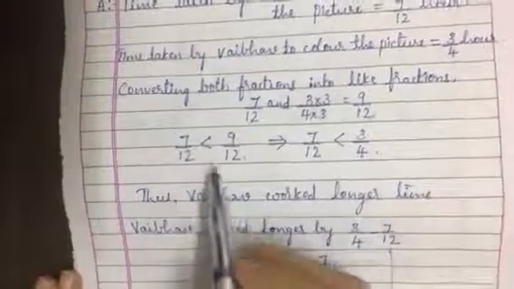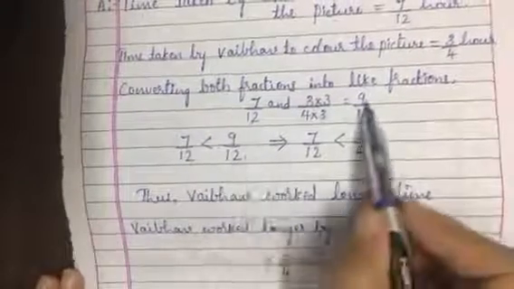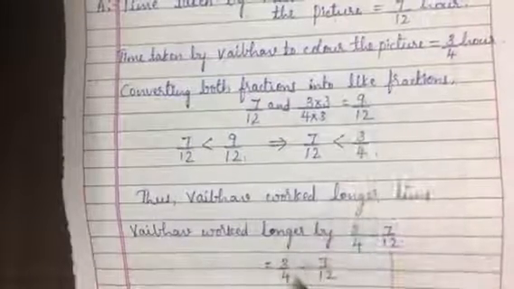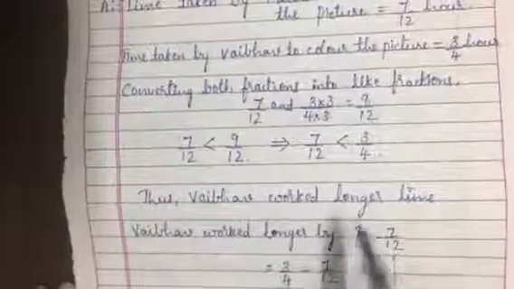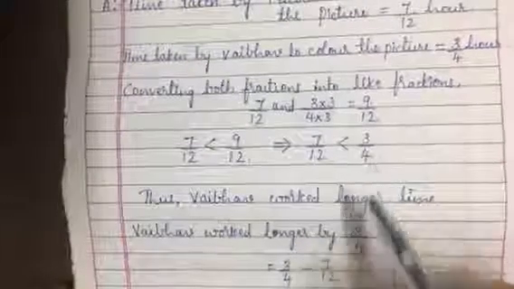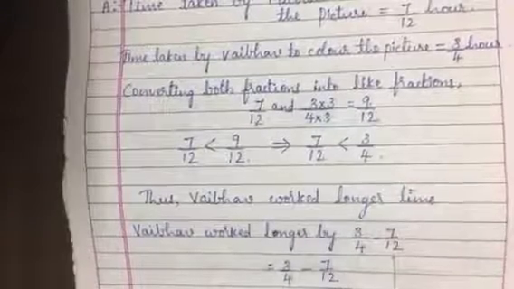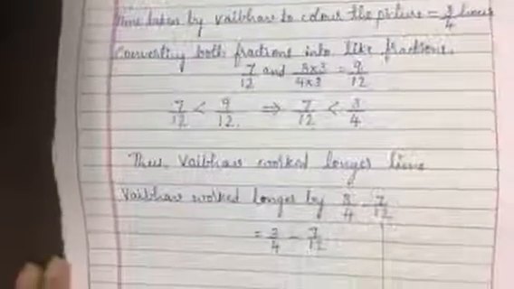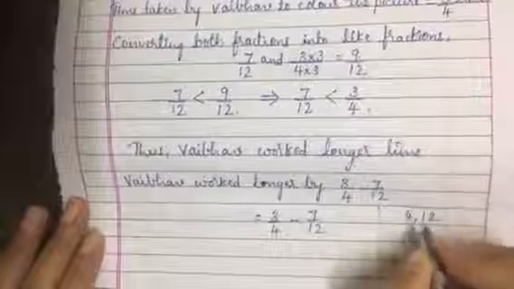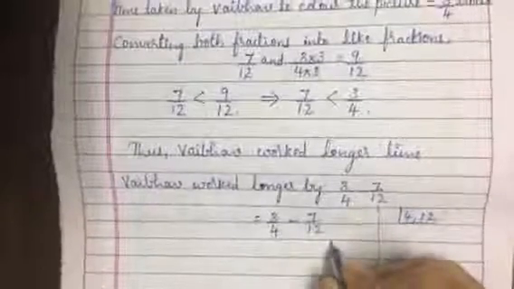You will come to know who worked longer. Vaibhav worked longer, so the bigger fraction you have to put in the front and subtract. So 9 by 12 is nothing but 3 by 4. 3 by 4 minus 7 by 12. For 4 and 12 you have to take the LCM, because the denominators are different.